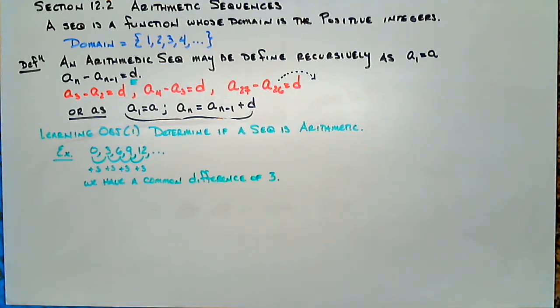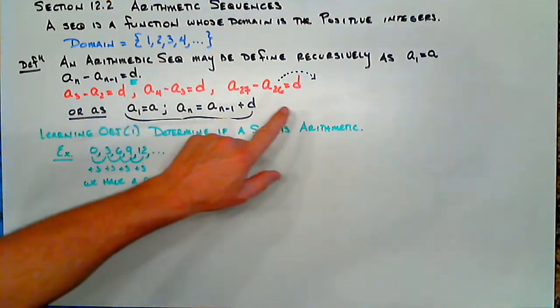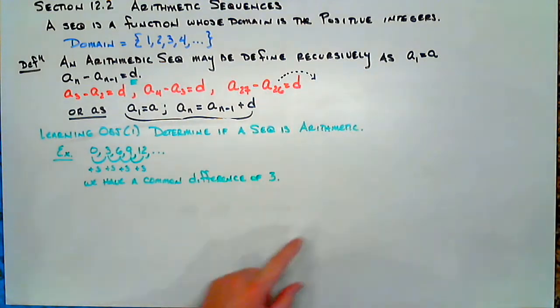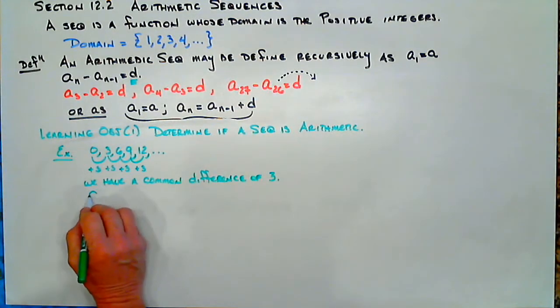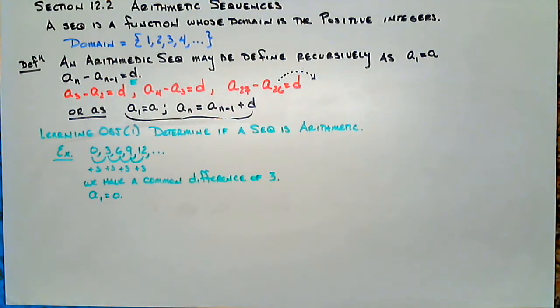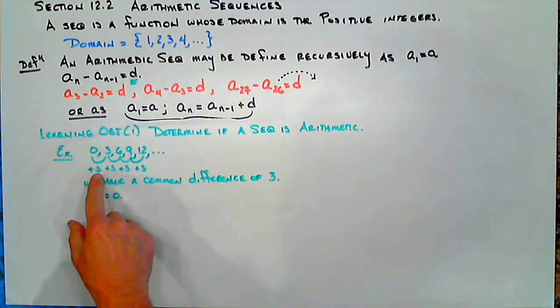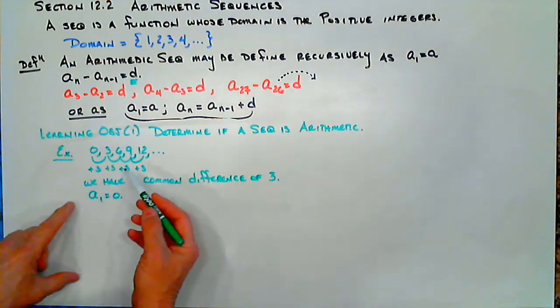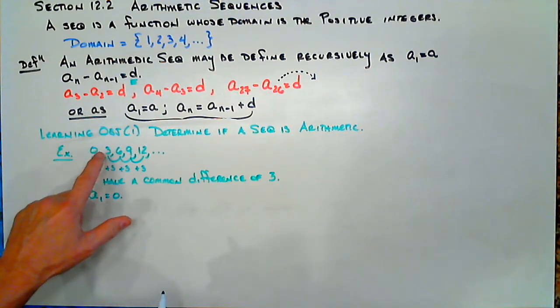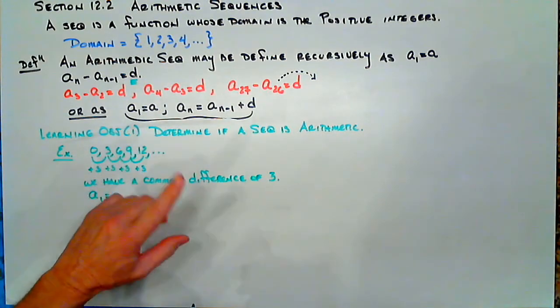What's our first term? Because remember, our first term is A. A is our first term. A sub 1 is our first term. So here, A sub 1 is 0. So we have found our common difference. We made a list. Well, we were given a list. And we just checked how far it is from 0 to 3, 3 to 6, 6 to 9, 9 to 12.